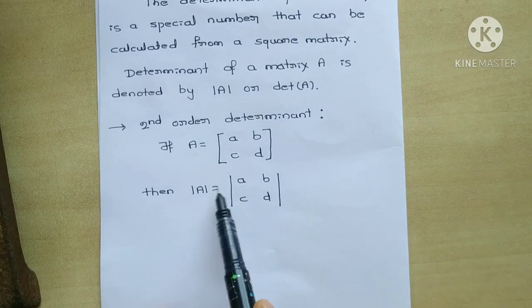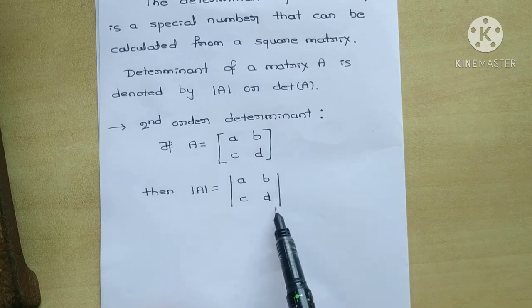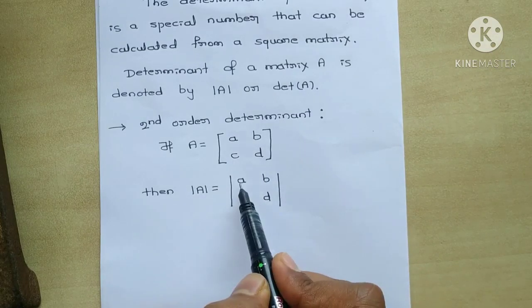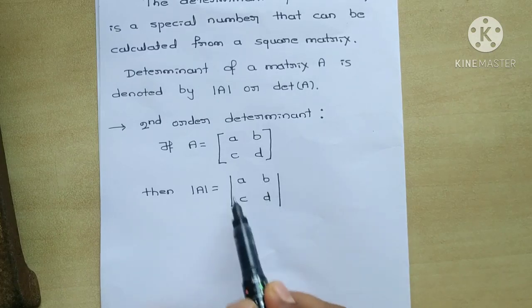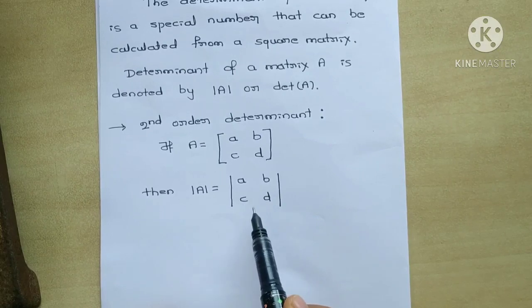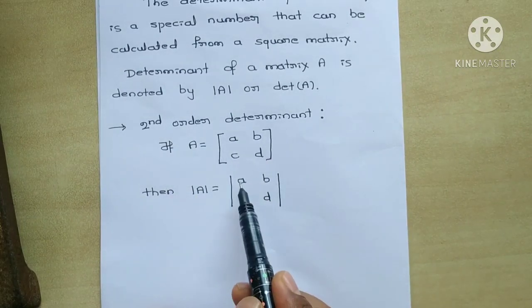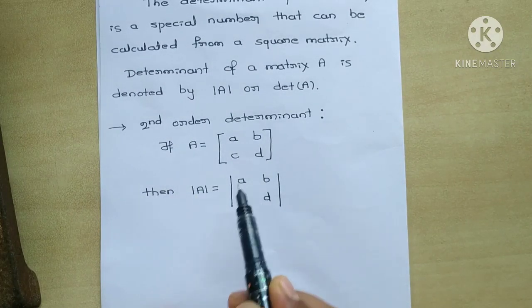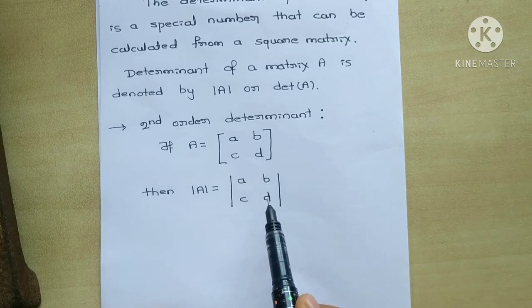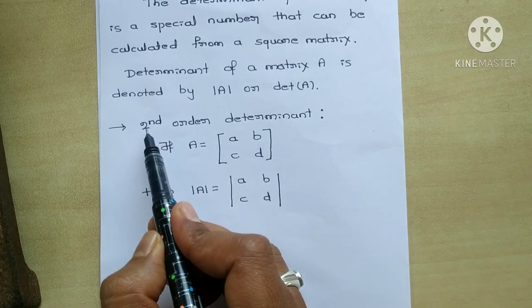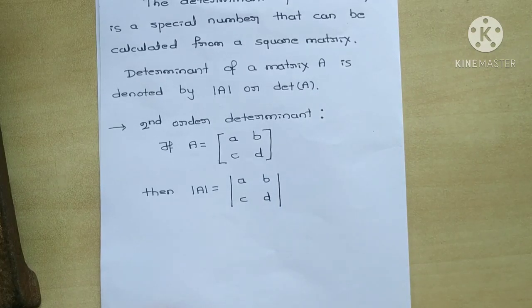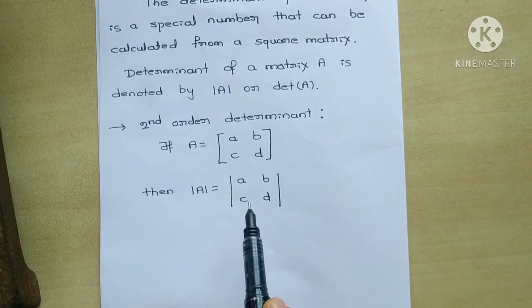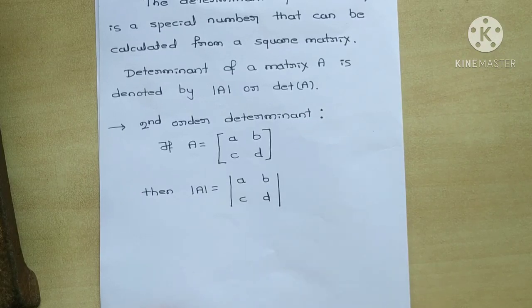Then the determinant of this matrix is denoted by determinant of A equals this symbol, the determinant of A, B, C, D. Now we need to find the value of this determinant. Why is it called a second order determinant? Because there are 2 rows and 2 columns. That's why we call it a second order determinant.